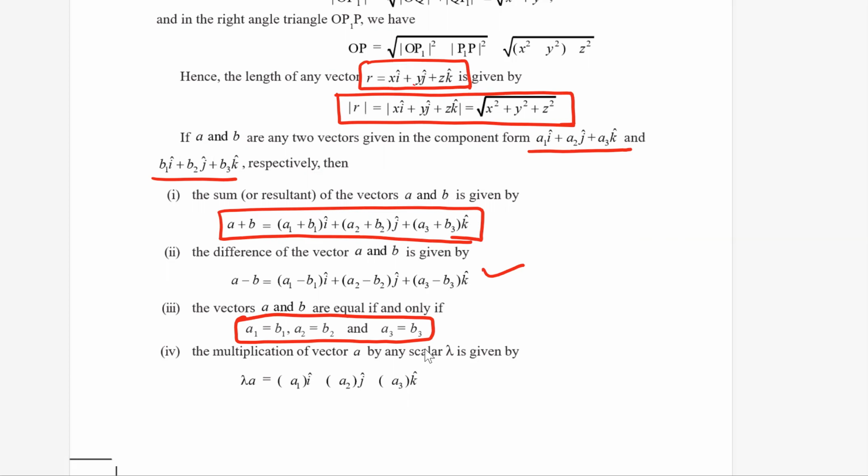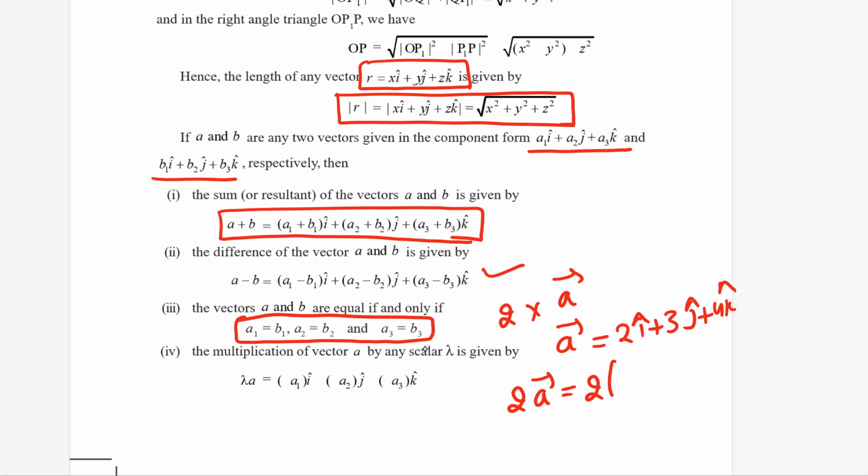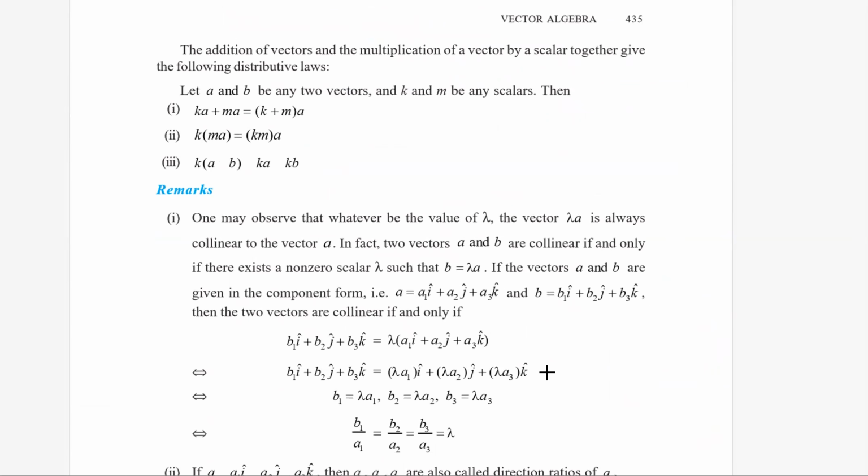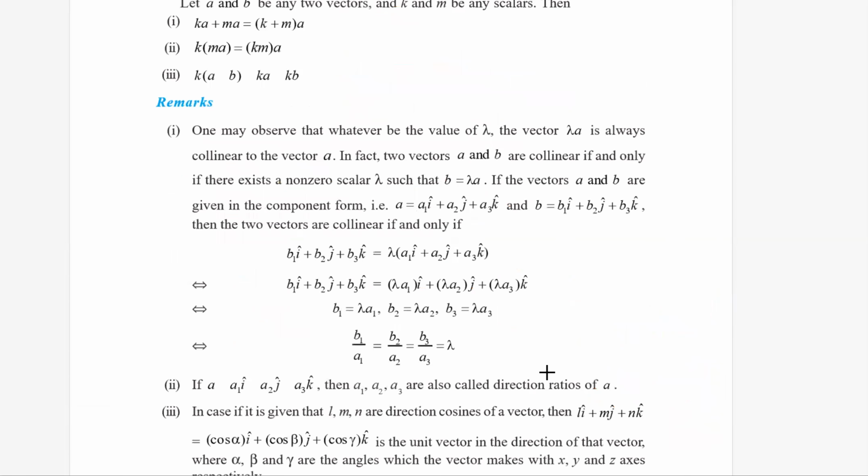Now, if a scalar, suppose 2, is multiplied by a vector a, and a is 2i plus 3j plus 4k, then 2a will be 2 multiplied by this. The scalar will be multiplied with each component, so it will be 4i plus 6j plus 8k. So this is all we have discussed.